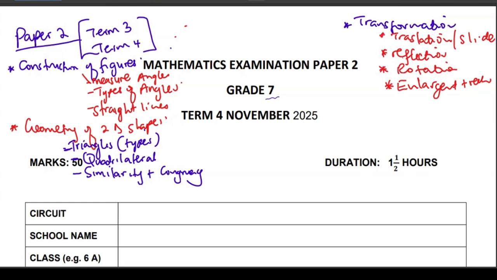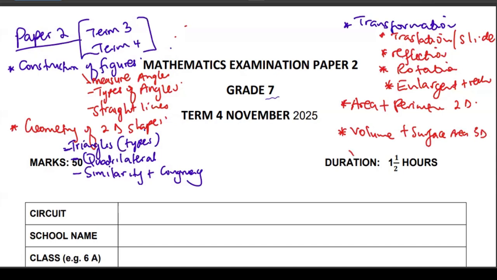Then in term 4, what you guys are supposed to cover is basically the area and perimeter of 2D shapes. You also need to look at the volume and the surface area of 3D shapes. And then lastly, the last topic must be data handling. Okay, so basically these are the topics that will be in paper 2 for this particular year.